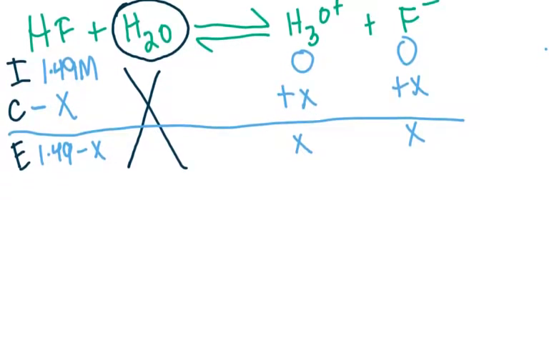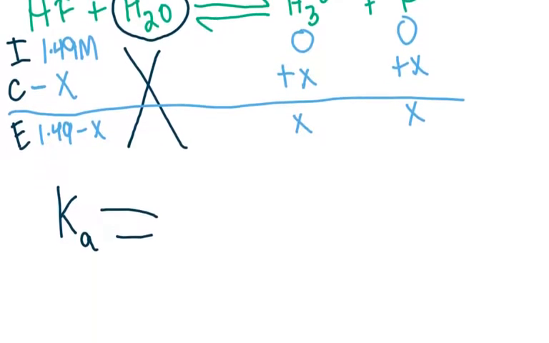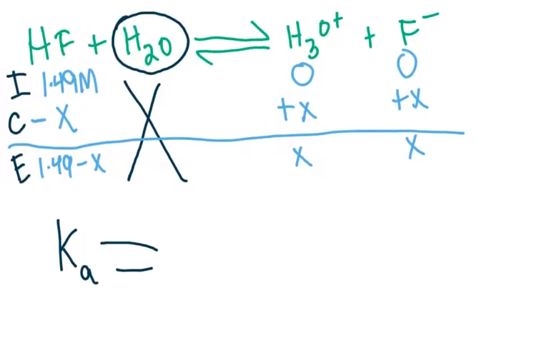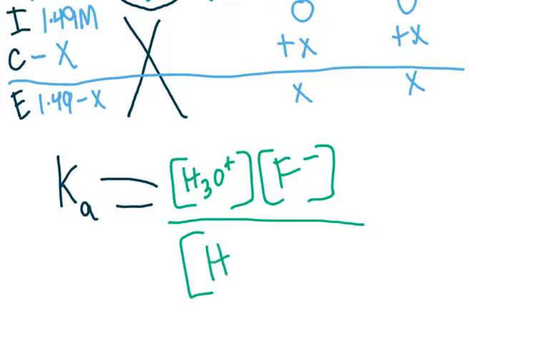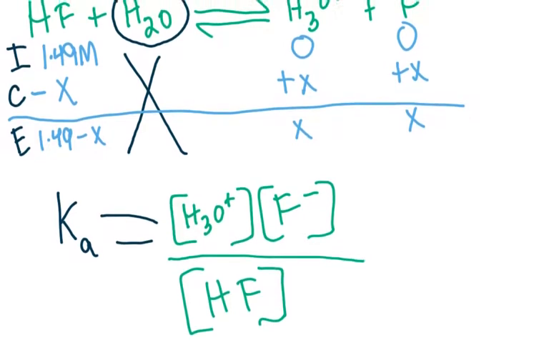Now we move on, and remember we went over Ka, our acid dissociation constant, or acid ionization constant. Well, we use that here. We write our acid dissociation constant now. What's our acid dissociation constant? It's our products over reactants, excluding water, because water concentration doesn't change, so it's not going to affect our Ka. So Ka is equal to our H3O plus, our hydronium, times our fluoride anion, the conjugate base, over our concentration of hydrofluoric acid. That's our acid dissociation constant equation.